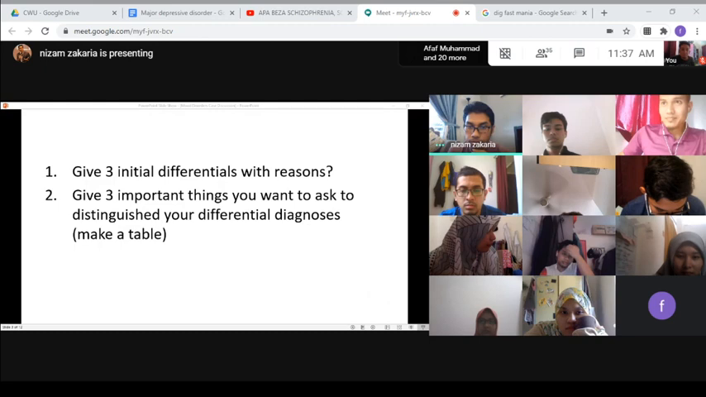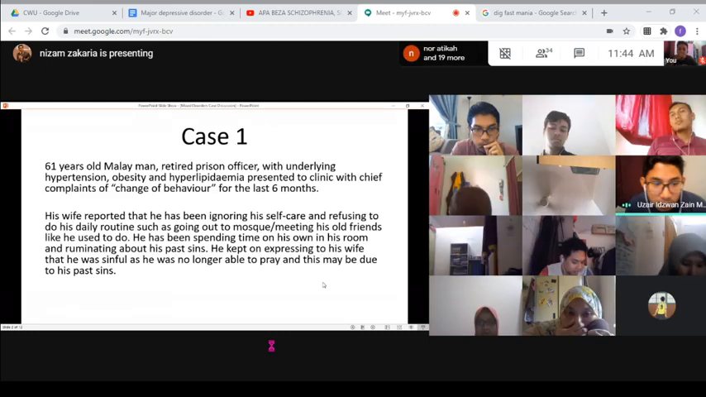Okay, alright. Is there any other group that thinks along the line of bipolar? Yes, ada. So what's your diagnosis? From group 7. Bipolar disorder currently in depressive. So you think it's bipolar disorder currently in depressive. Why? Because the patient actually has depressive symptoms, such as ignoring his self-care and refusing to do things, and social impairment. However, we need to inquire more if there is any hypomanic or manic symptom.